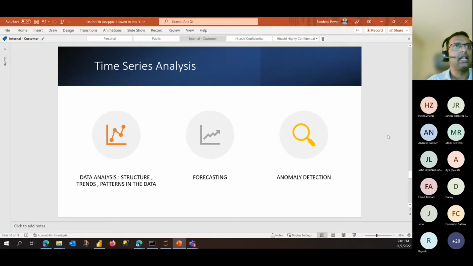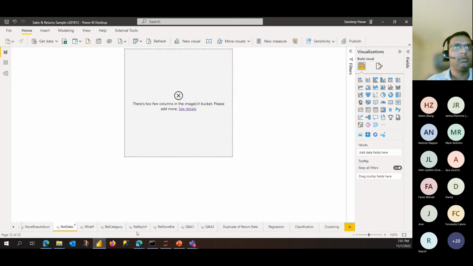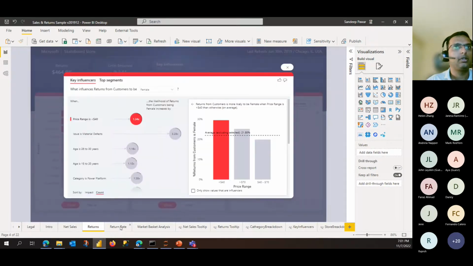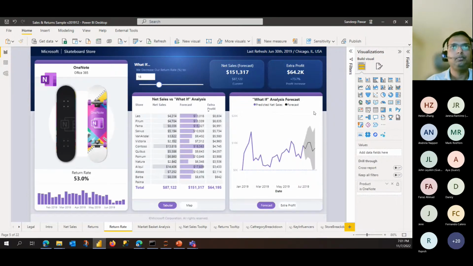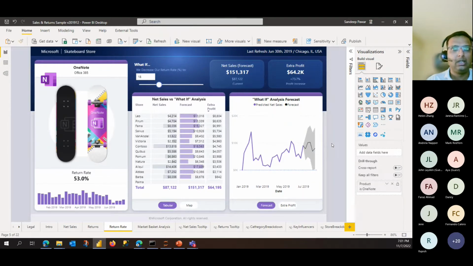And the last one is time series analysis, where again, the goal is to find the structure in the data, create forecasts, and do anomaly detection. So let's go over to Power BI because this is something that's available in Power BI, right? Let me go over here and go to net sales and then look at, where was it? The return rate, maybe over here, right? And let's look at this one. What this is showing is that it's creating a forecast, and we have some sort of a forecast in here.